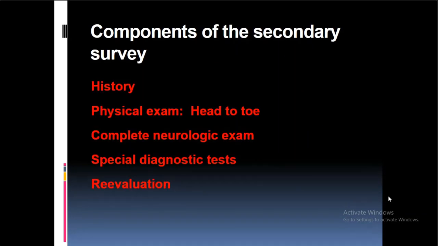What is the component of secondary survey? Briefly we are talking about history, which is the important part, and physical examination from head to toe, then a complete neurological exam, special diagnostic studies, and re-evaluation. History must differ from the history I take in cold cases, when we go up to the ward or sit in the outpatient clinic.